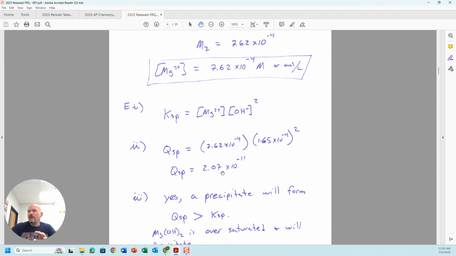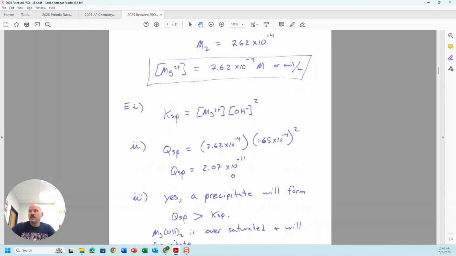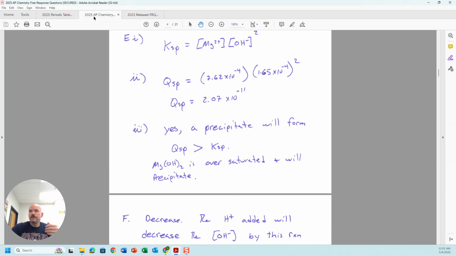All right, QSP came out to be something times 10 to the negative 11, and KSP was 10 to the negative 12. So QSP is greater than KSP. If QSP is greater than KSP, that means you have too much product, meaning you're oversaturated with these ions. The reaction is going to shift to the left and produce the solid reactant here and give us our precipitate. So since QSP is greater than KSP, yes, we'll see a precipitate because we were oversaturated, okay?